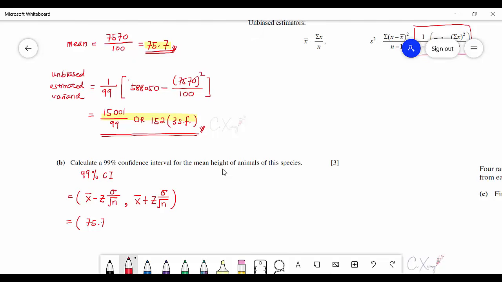So 75.7 minus the z for 99%, which will be 2.576. Okay, then what is the sigma? Sigma will be the value that you calculated just now from the unbiased estimated variance. Please take note that you should use back the original value. The 152 is the value adjusted to 3 significant figures, so you should avoid this one. Then divide by n, so the n here will be 100. The same thing happens for the upper limit.